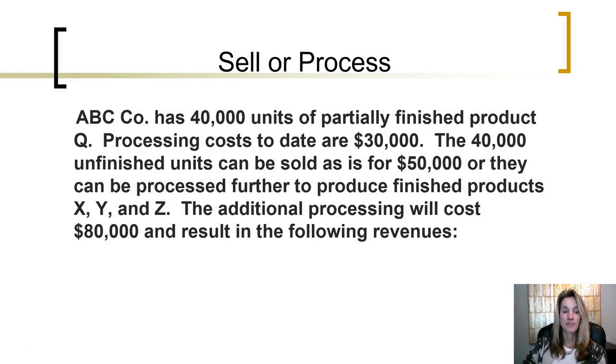For example, ABC has 40,000 units of partially finished product Q. The costs incurred to process to date are $30,000. Those 40,000 unfinished units can be sold as is for $50,000, or they can be processed further to produce finished products X, Y, and Z. The additional processing will cost $80,000 and result in the following revenues.